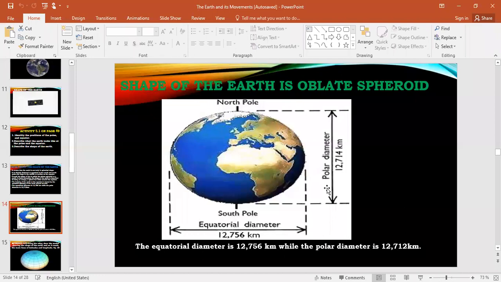If it were a perfect sphere, they would have the same diameter. From this point to this point would be equal to this one, to make it in this form. So the polar diameter is not equivalent, not the same as the equatorial diameter. You copy?